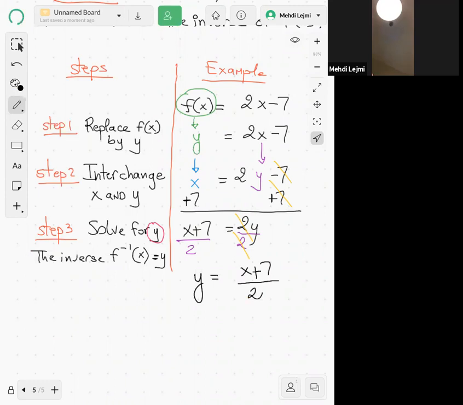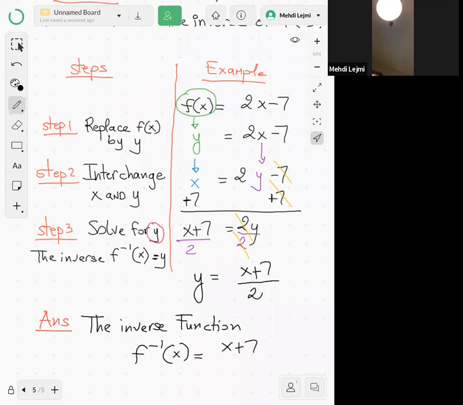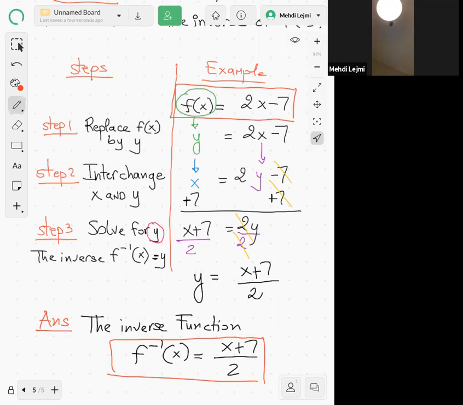So the answer is that the inverse function, the inverse of f, is equal to x plus 7 over 2, right? So what I'm saying is that this function here, x plus 7 over 2, is the inverse of this 2x minus 7. Okay. Any question about these steps, guys?